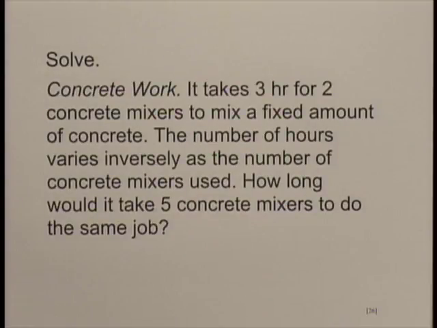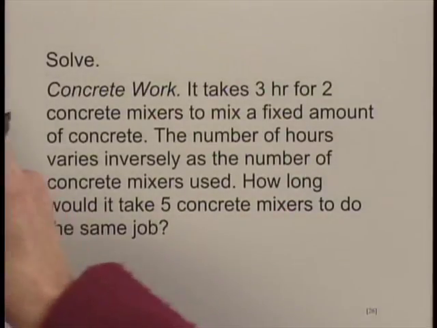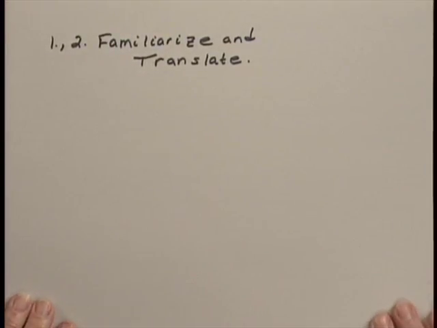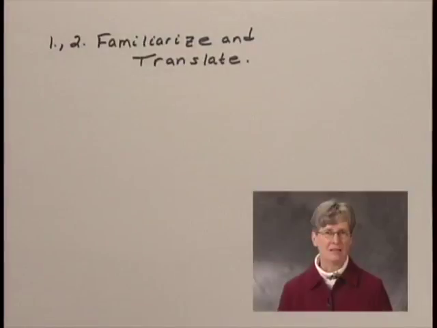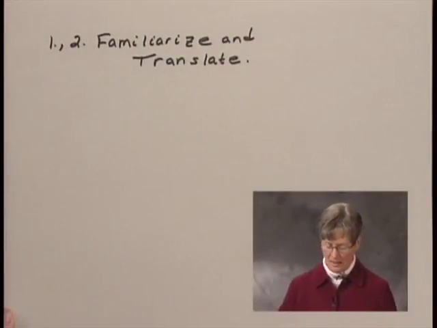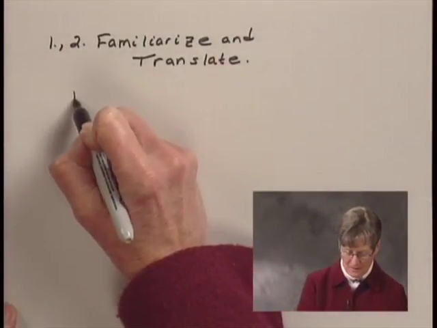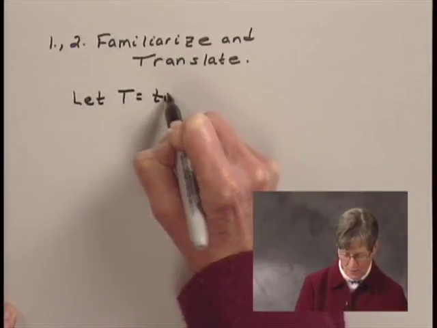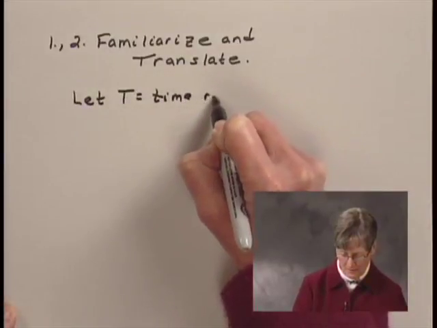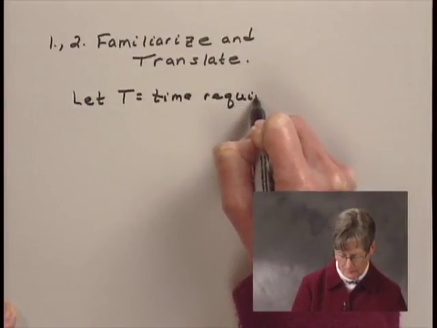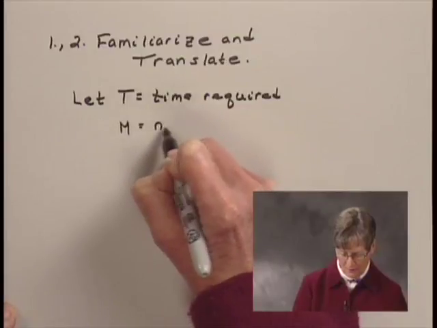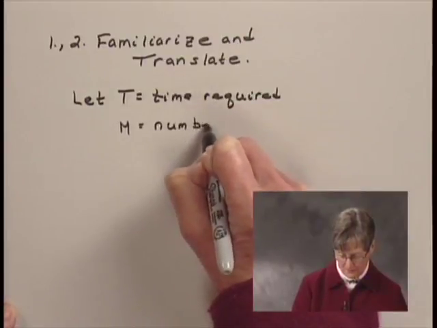Well, we need to use the 5-step problem-solving process, and the first step is to familiarize ourselves with the problem. The second step is to translate to an equation. And we can combine these 2 steps in this case. Let's begin by assigning some variables. Let's let t be the time required to do the job. And let's let m be the number of mixers that are used.